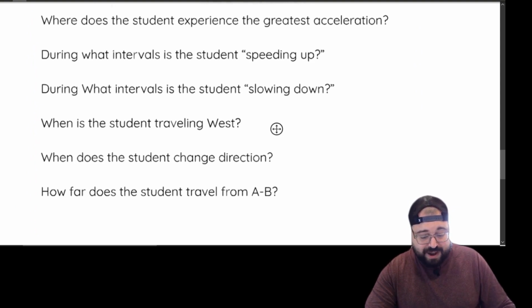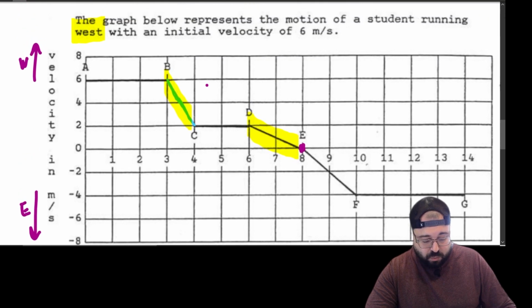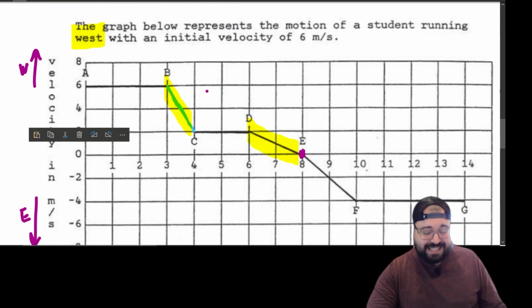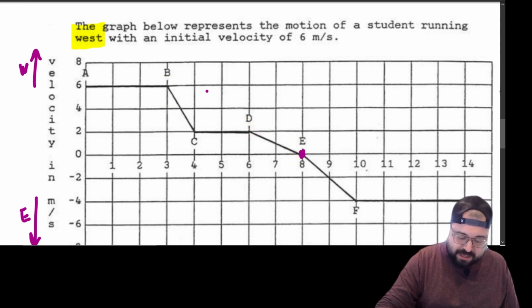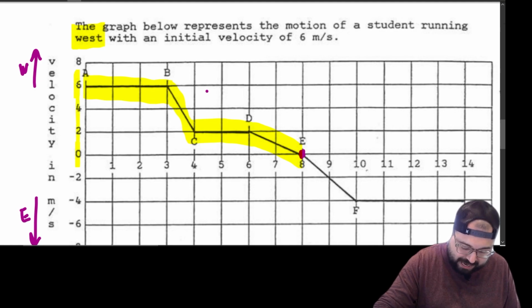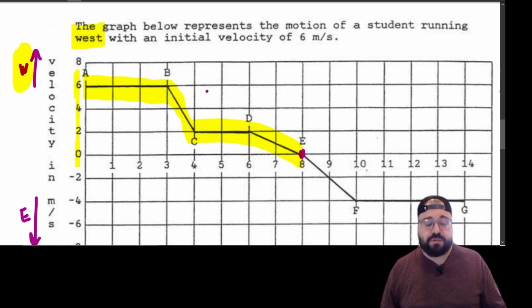When is the student traveling to the west? So to answer that one, we are going to the west from A to E, right? So we are traveling to the west this entire interval because all of these, we have positive velocities, and positive velocities mean we are traveling to the west.